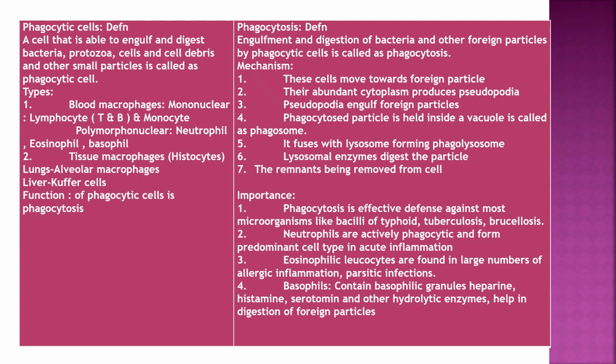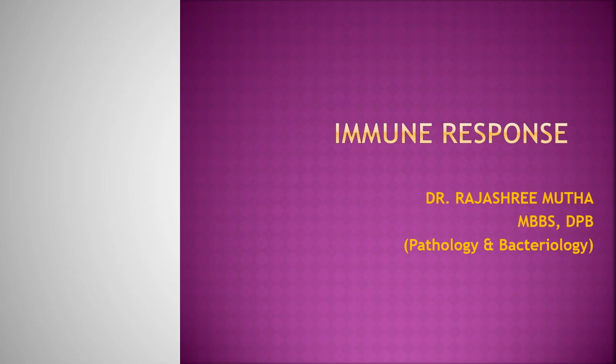Neutrophils are actively phagocytic and form the predominant cell type in acute inflammation. Eosinophilic leukocytes are found in large numbers in allergic inflammation and parasitic infection. Basophils contain basophilic granules, heparin, histamine, serotonin, and other hydrolytic enzymes that help in digestion of the foreign particles. Let's study immune response.